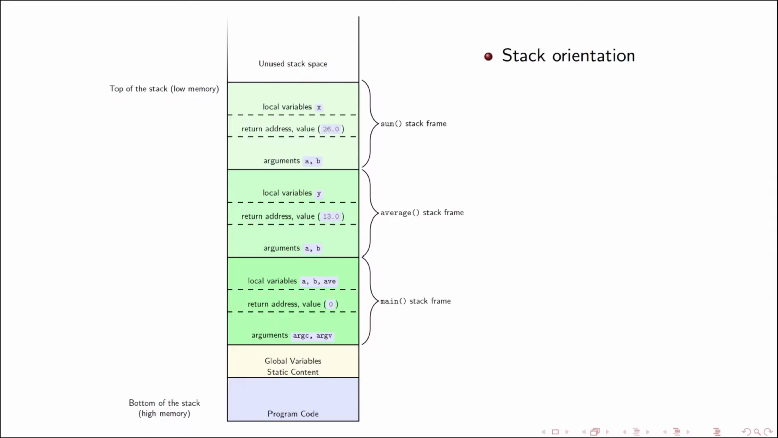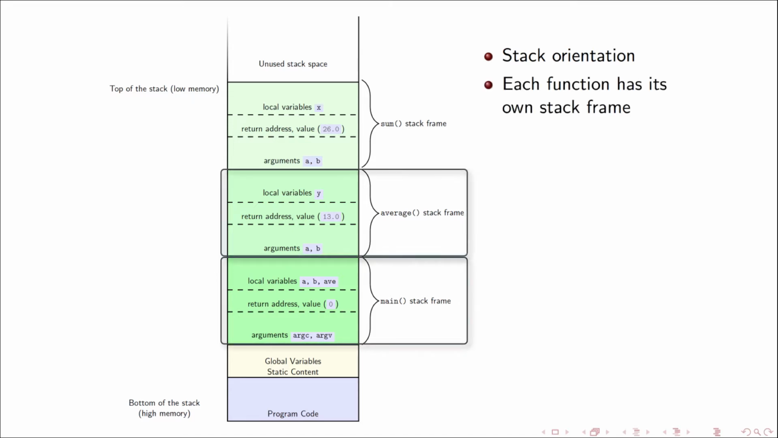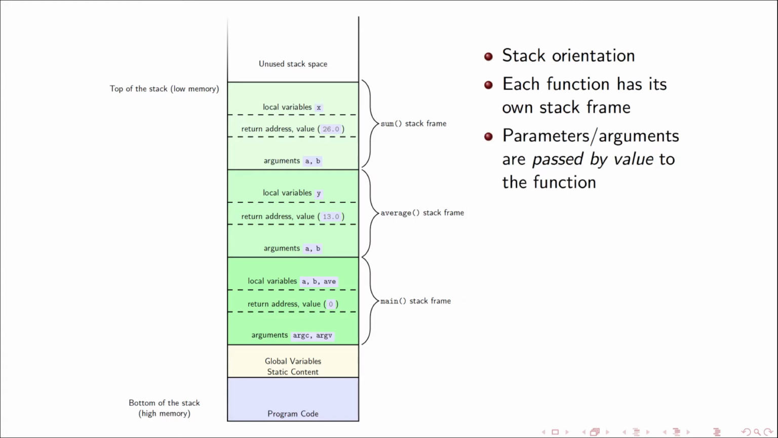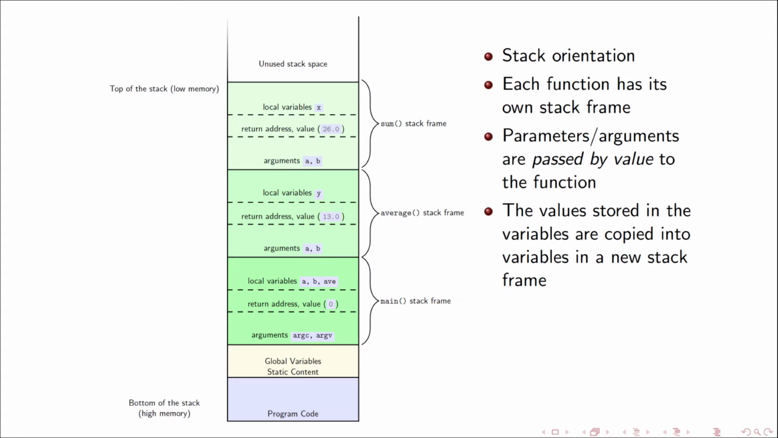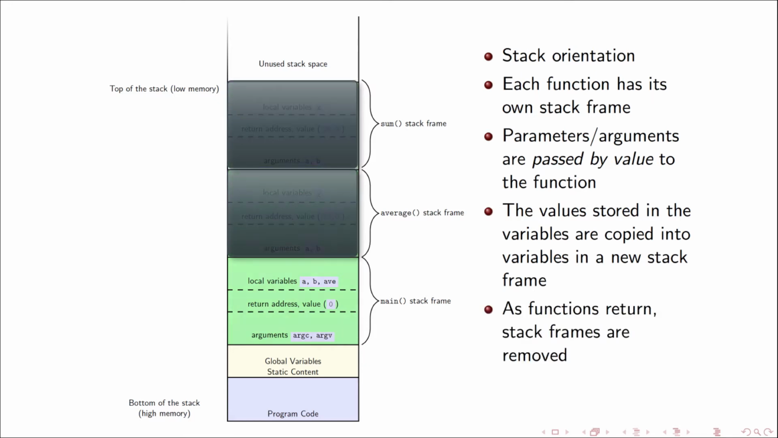Here's what the stack frames might look like. We've depicted the stack as growing upwards, but in reality, memory in a computer has no orientation. Each function has its own stack frame. When a function is called, the arguments are passed by value. That is, the values stored in the variables A and B are copied to this new stack frame. As a consequence, each stack frame has its own independent copies of the variables A and B. As the functions return, each stack frame is removed.